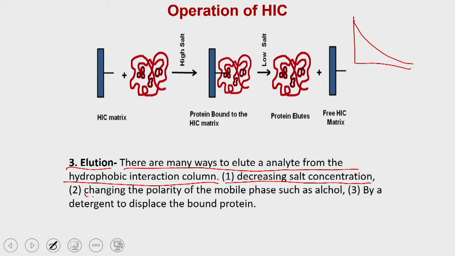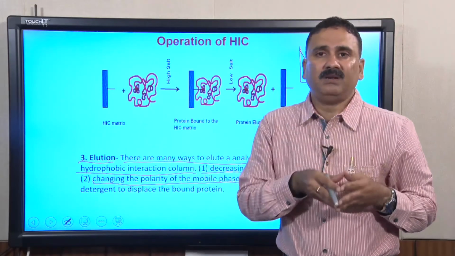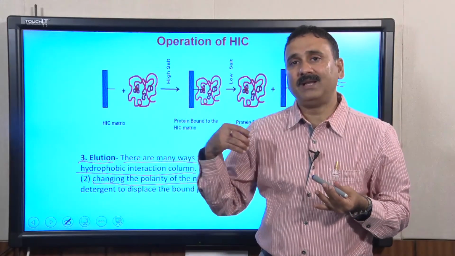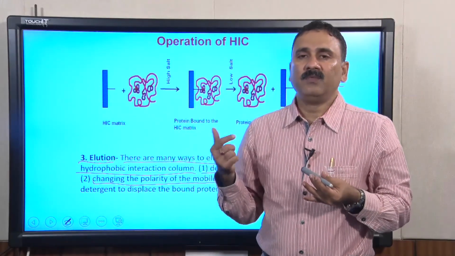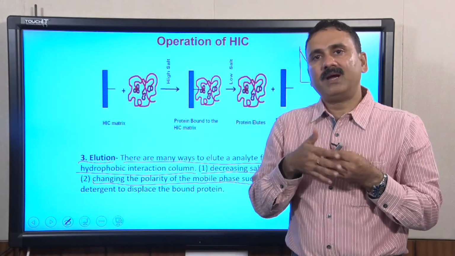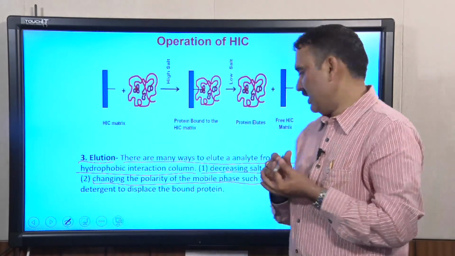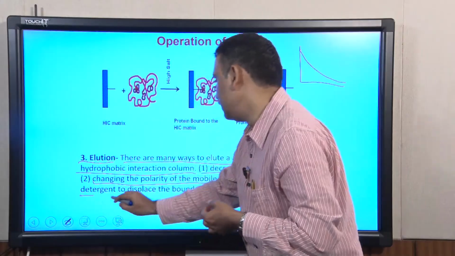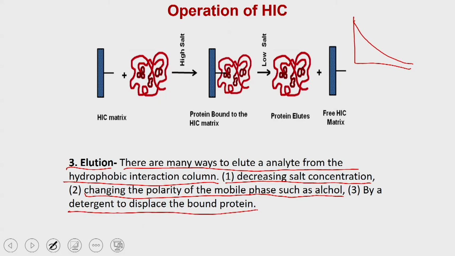Then you can change the polarity of the mobile phase, such as by adding alcohol. You can also use competitive molecules, because alcohol is more hydrophobic compared to water molecules. If you add alcohol, it will interact with the ligands present on the beads instead of the protein, and that will displace the protein. Or you can use a detergent to displace the bound protein. Detergent is also hydrophobic in nature, so if you supply detergent, it will bind to the ligand and displace the protein.